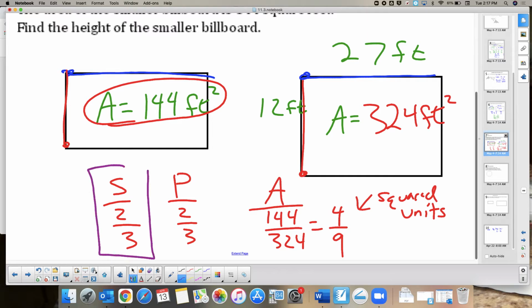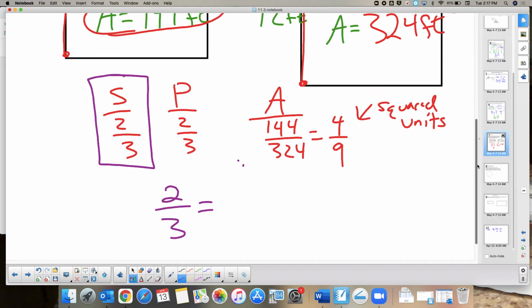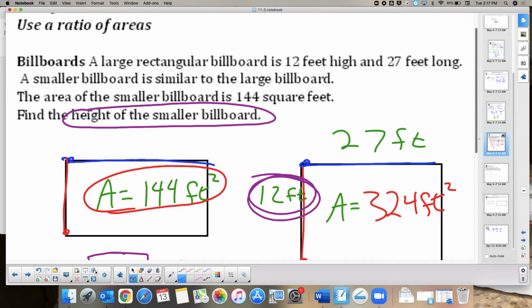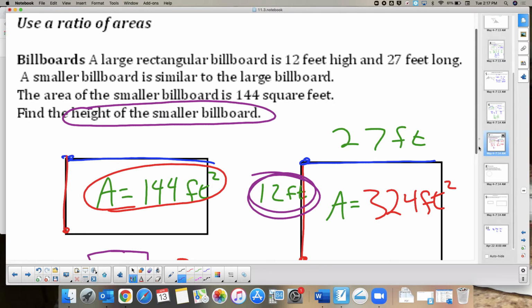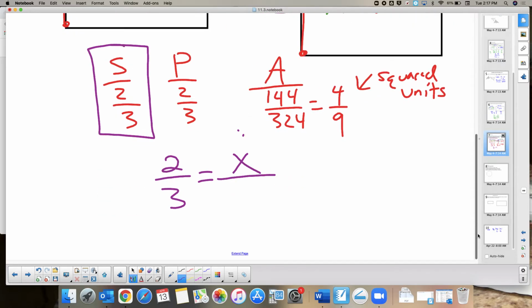We are trying to find and work with our sides, so we need to use the ratio of our sides. The ratio of our sides is 2 to 3. So I'm going to do 2 over 3 equals now. What are we asked to find here? Are we asked to find the length or the height? In this case, we are asked to find the height of the smaller billboard. So we want to match it up with the height of my larger billboard. That ratio of 2 over 3, we do not know the height of our small billboard, but the height of our big billboard, we just said was 12.